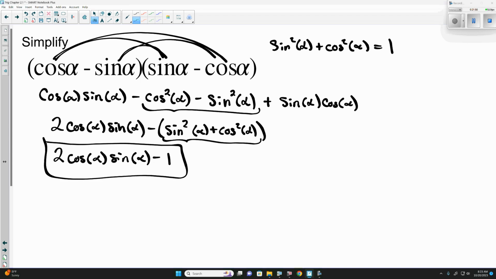Oddly enough, that's as far as it goes, because we don't have any powers to replace sine and cosine, and replacing them as secant and cosecant wouldn't make it simpler. It would just give us a weird fraction. So that's as far as this goes. Any questions on any of this here?